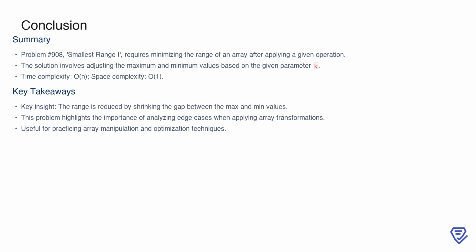We've just solved LeetCode problem number 908, Smallest Range I. This problem reinforced key concepts like array manipulation and optimization. Remember to think through edge cases and constraints when solving similar problems.